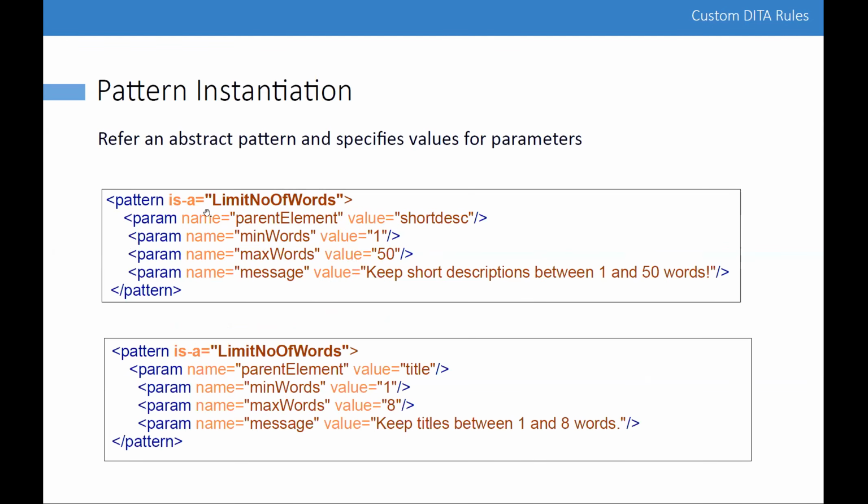So I have here two implementations, one that says the short description and set the value 1, the minimum words 1 and the maximum 50, and one for the title when the minimum words is 1 and the maximum is 8. So you can have different implementations and use the same abstract pattern.